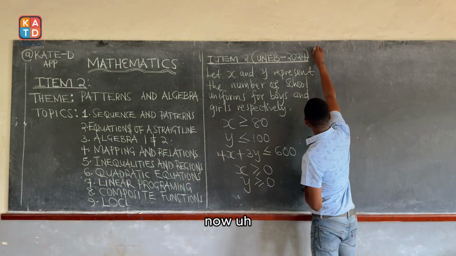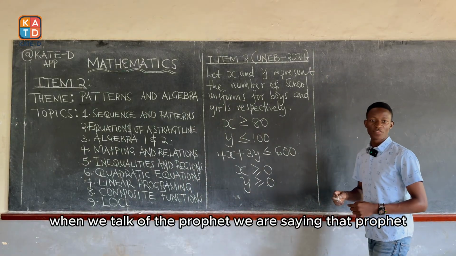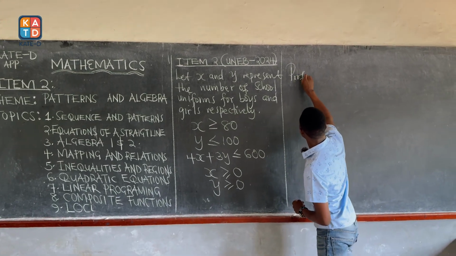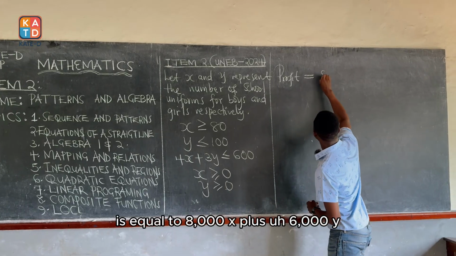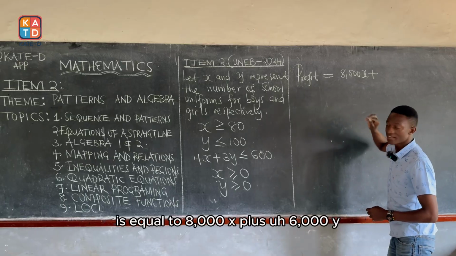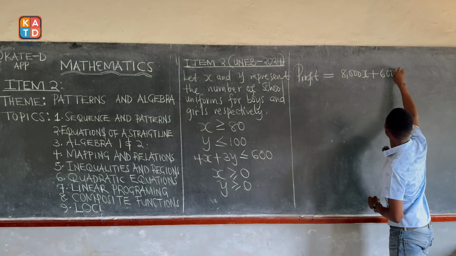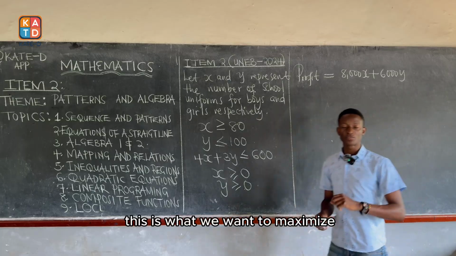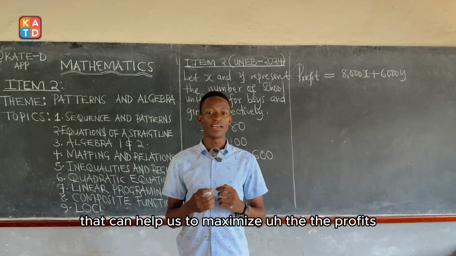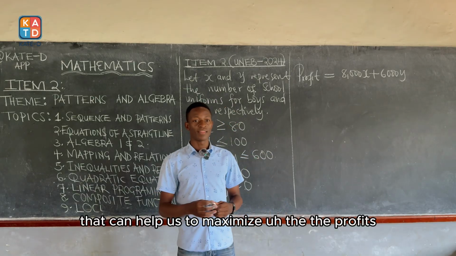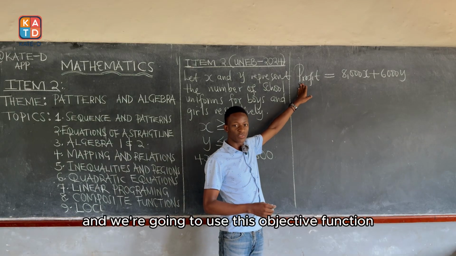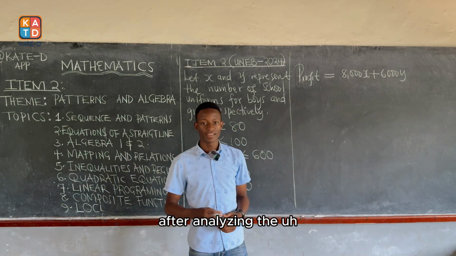Now, when we talk of the profit, we are saying that profit is equal to 8,000x plus 6,000y. This is what we want to maximize. So we want to get the number of uniforms for both boys and girls that can help us to maximize the profits. So this is our objective function, and we're going to use this objective function after analyzing the problem that we have.